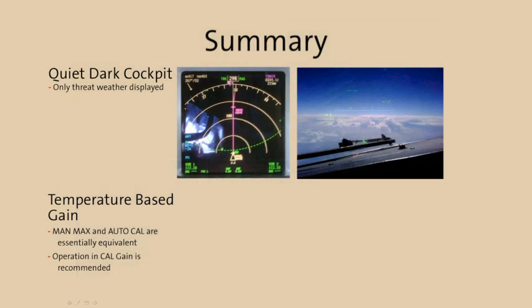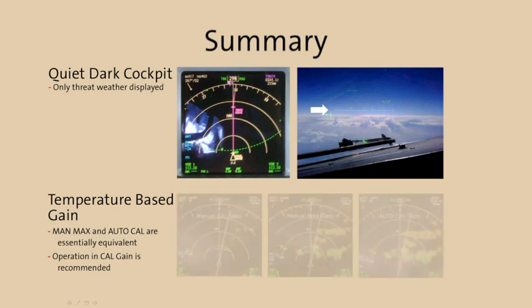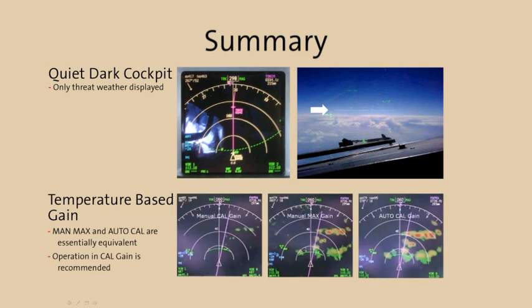In summary, there are two major differences between operating the radar in manual mode and in auto mode. The first is that in auto mode, MultiScan utilizes the quiet, dark cockpit philosophy, and non-threat weather below the aircraft flight path is not displayed. Second, automatic temperature-based gain increases the gain as the aircraft climbs into colder regions, resulting in a picture that is very similar to manual max gain at cruise altitude. Operation in cal gain while in auto is recommended.